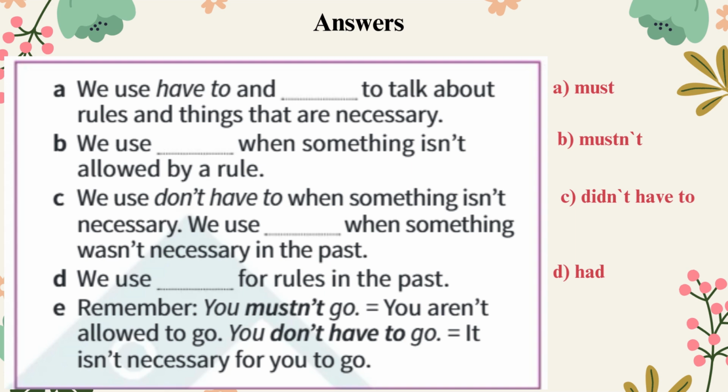Remember, you mustn't go means you are not allowed to go. You don't have to go means it isn't necessary for you to go.